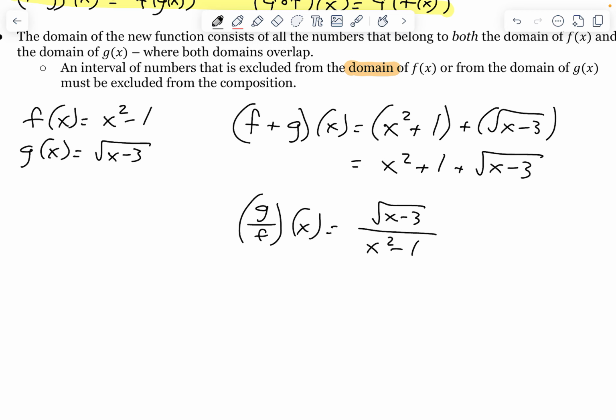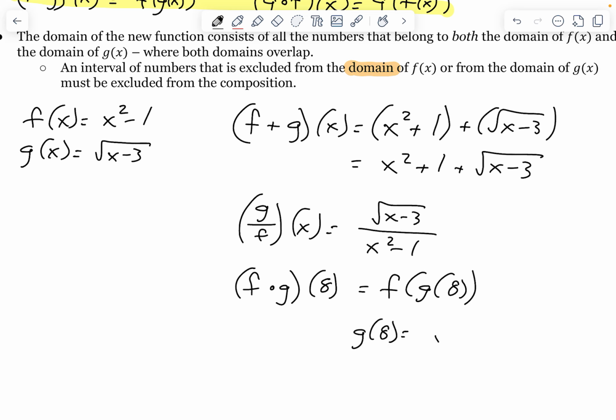The interesting ones come when I take f and I plug in g. I'll start with f of g of, I don't know, let's go with 8. So first, understand what this means. This is the same as f of g of 8. So let's first look at g of 8: the radical of 8 minus 3.